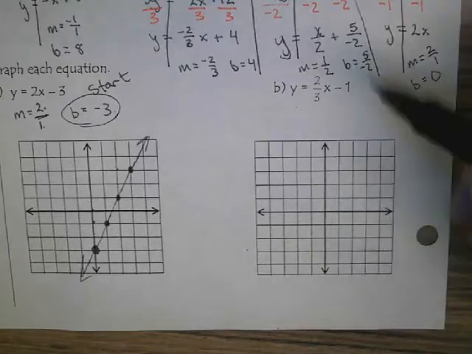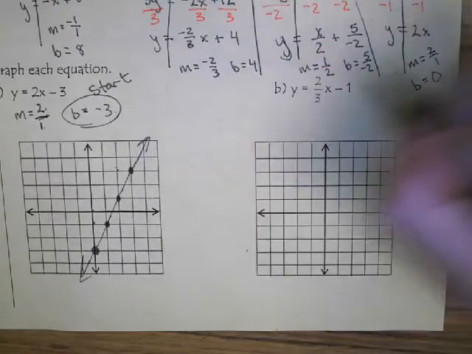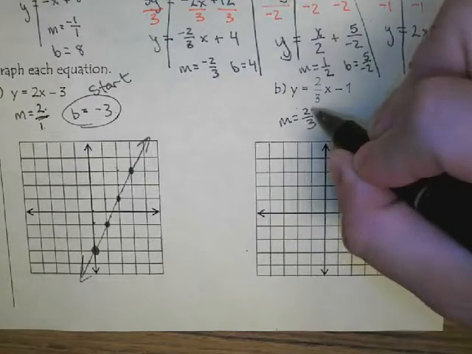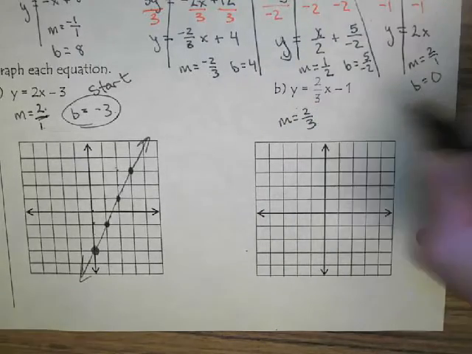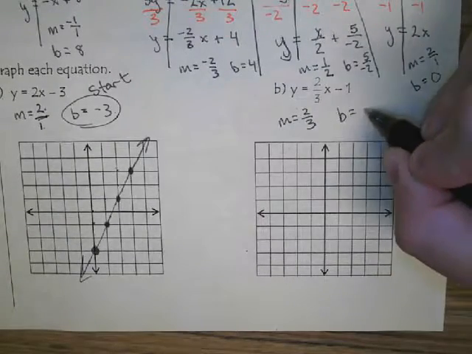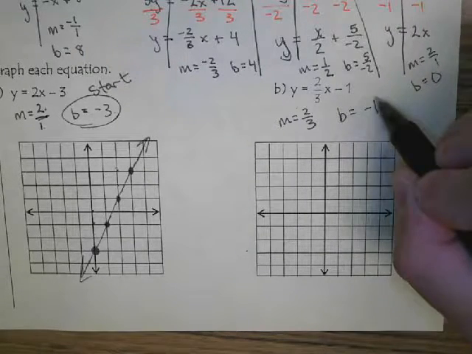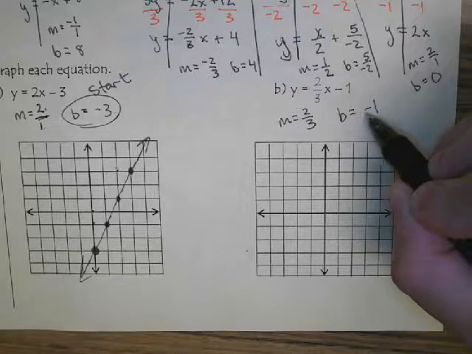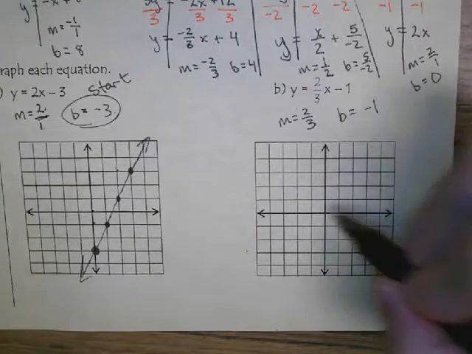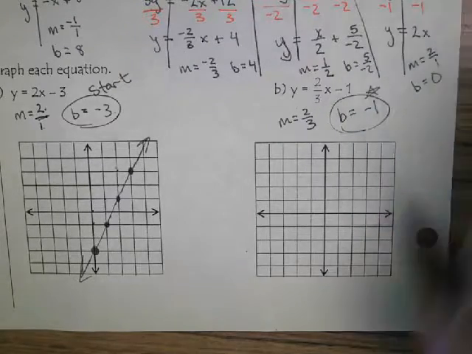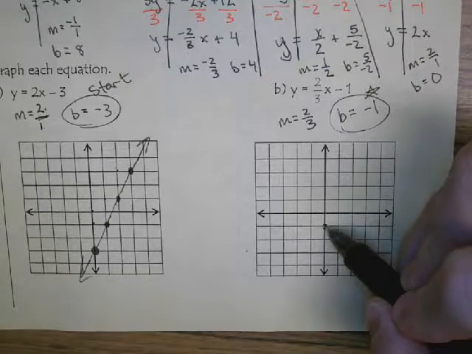Okay, so let's look at letter B. Hopefully you tried it on your own. First we identify our slope. M is 2/3. Rise of 2, run of 3. Our y-intercept is negative 1. So I will cross the y-axis at negative 1. Remember we start here. This is where we start. So we'll start at negative 1.